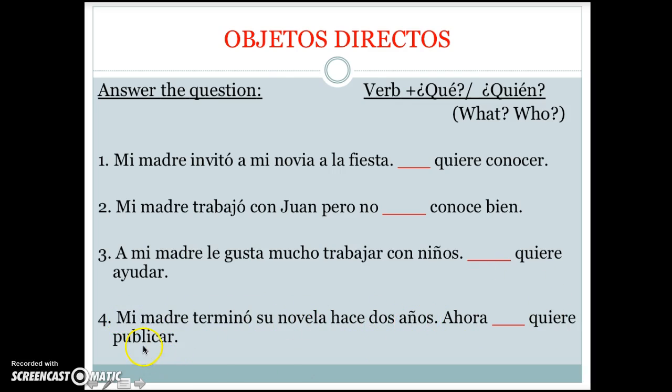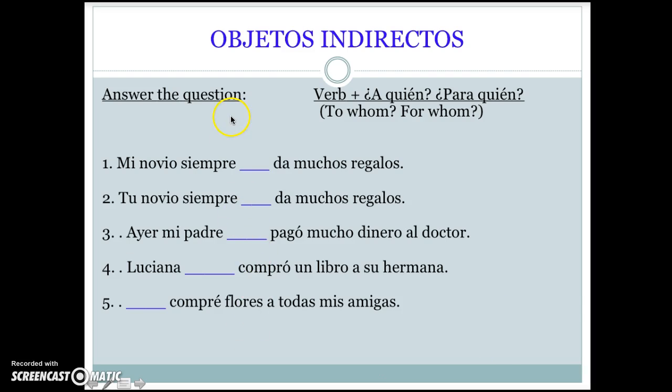Y el número 4, mi madre terminó su novela hace 2 años. Now she wants to publish what? She wants to publish it. Well, what is the it? La novela. La novela es femenina singular, so we're going to use the object pronoun, direct object, la. Ahora la quiere publicar.